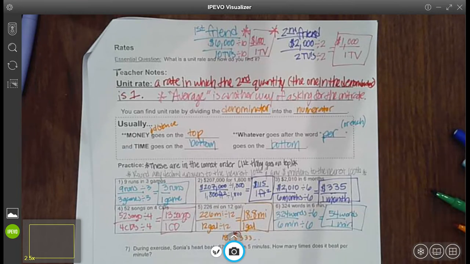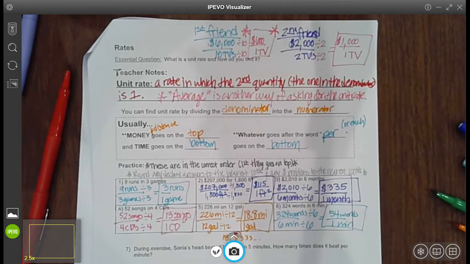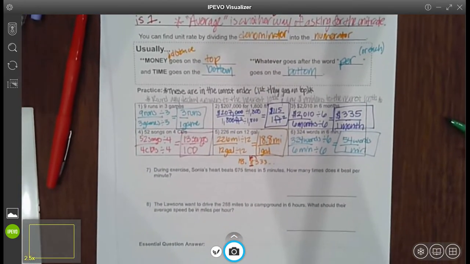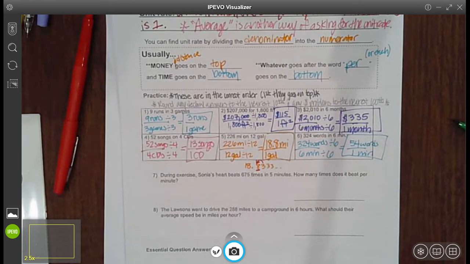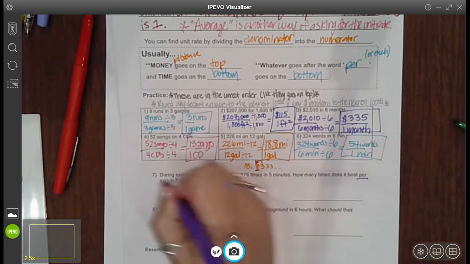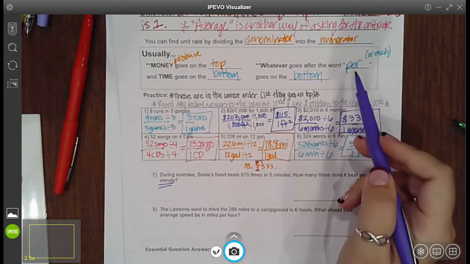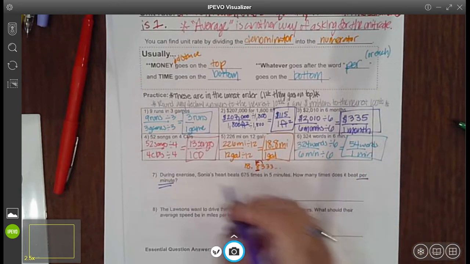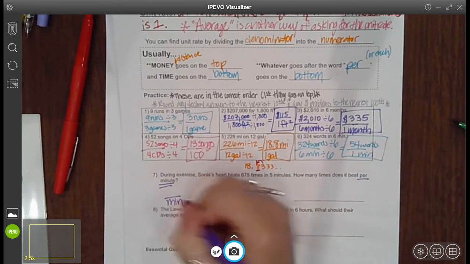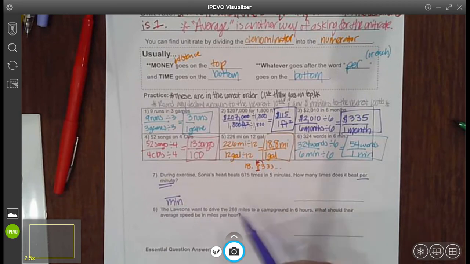It says, during exercise, Sonia's heart beat 675 times in 5 minutes. How many times does it beat per minute? Okay, so in this one, when we're talking about word problems, it really matters which one goes on top and which one goes on the bottom. But they gave me this little hint. It said per minute. So whatever comes after the word per or each, that's my indication of what they want on the bottom. So I want minutes on the bottom. They want it per 1 minute. So I eventually want minutes to become 1.